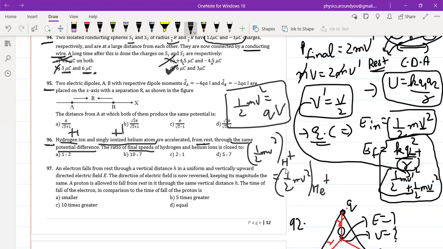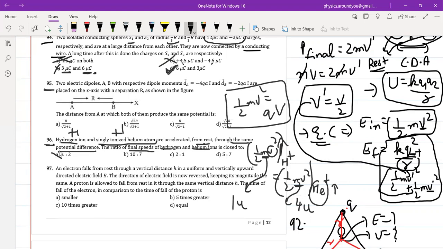If kinetic energies of both of them are the same, we know that mass of a hydrogen ion is very less compared to mass of a helium ion. If I take the mass of hydrogen ion as 1 unit, mass of a helium ion will be 4 units. To compensate, speed of hydrogen ion should be very much greater than speed of helium ion. They're asking the ratio of speed of hydrogen and helium. Therefore, the ratio should be greater than 1.